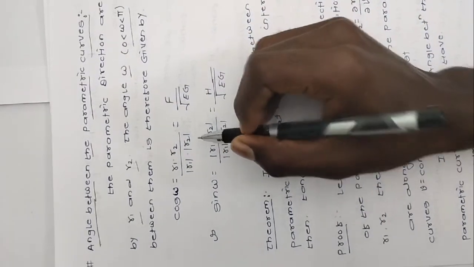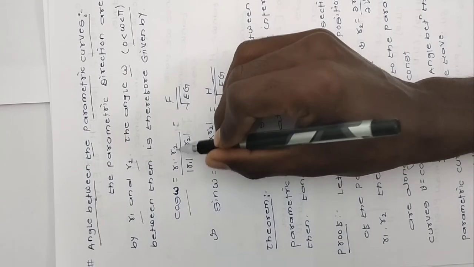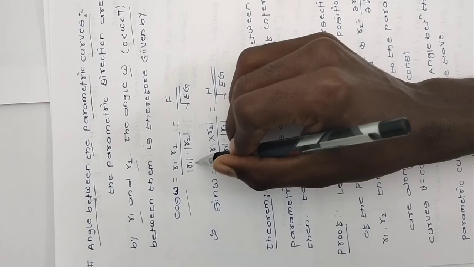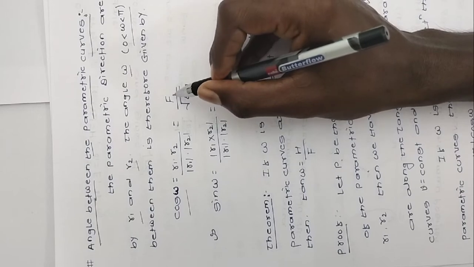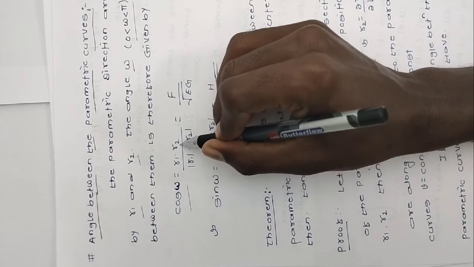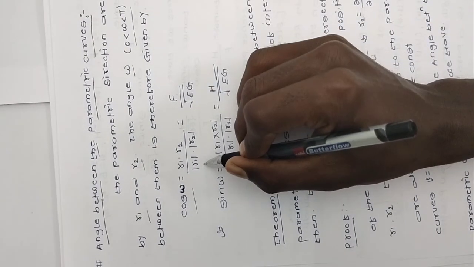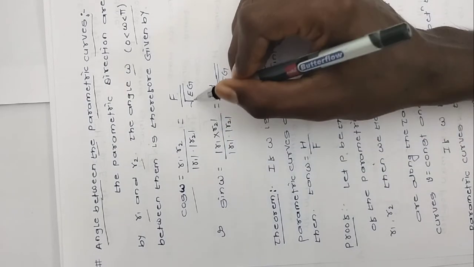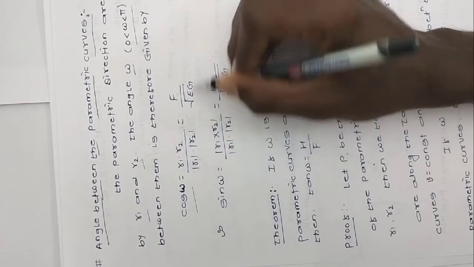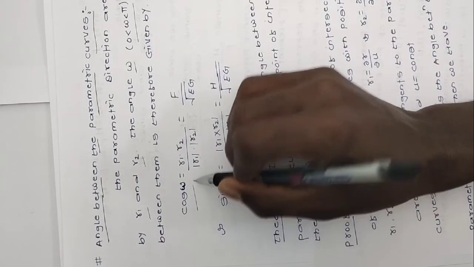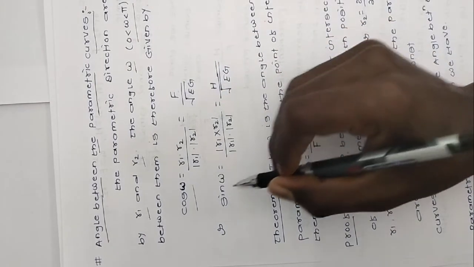Then it is given by cos omega is equal to r1 dot product with r2 divided by mod of r1 into mod of r2. By the fundamental coefficient, r1 dot product with r2 is equal to f, and mod of r1 means root of r1 square, so r1 square means E and r2 square means G. So this is cos omega is equal to f upon root of EG.